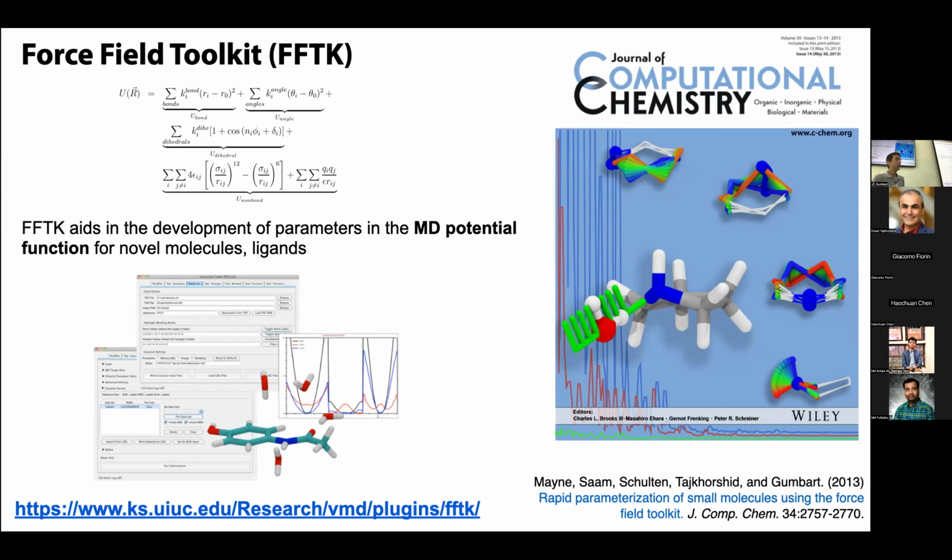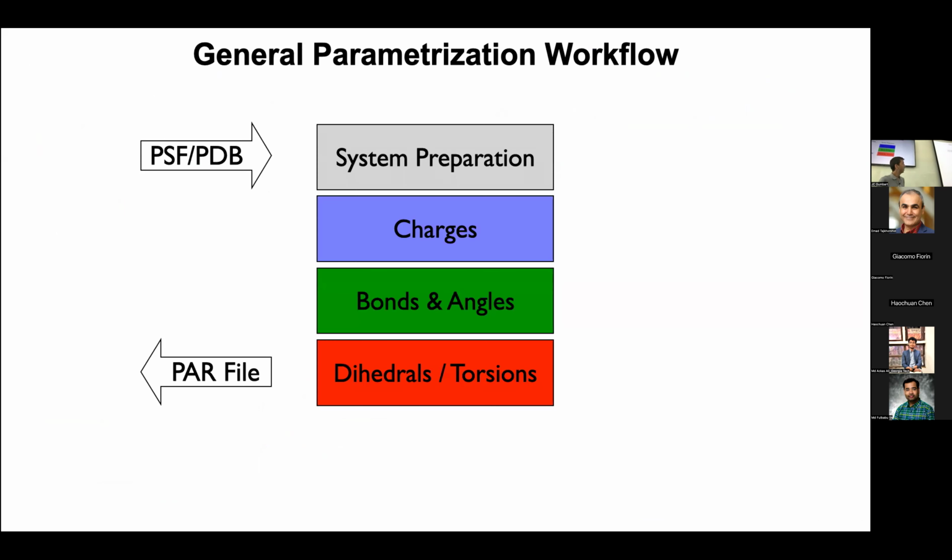Okay. So here's the workflow. When we think about wanting to create new parameters, we can break it down into a series of tasks. First, preparing the system, and then determining the partial charges, then the bonded terms, the force constants for bonds and angles, and then the force constants for dihedrals and/or torsions. And when you've gone through all of this, you get out a parameter file you can put into your simulation for your new molecule.